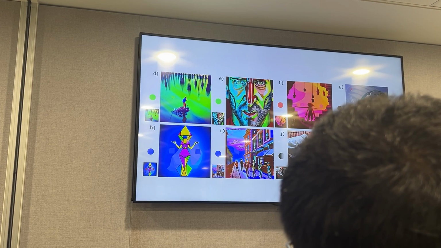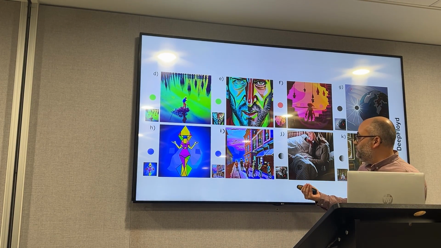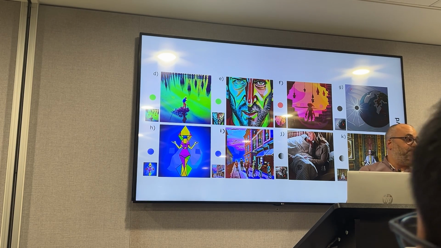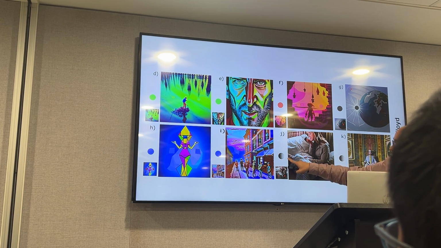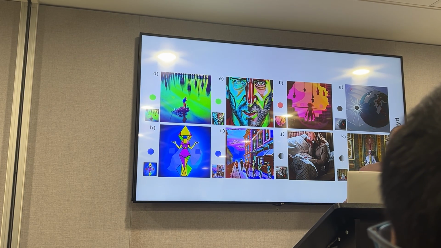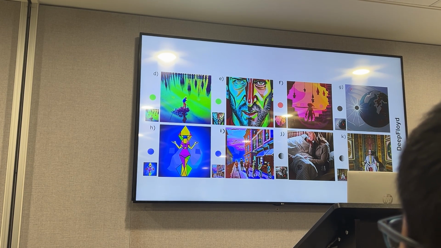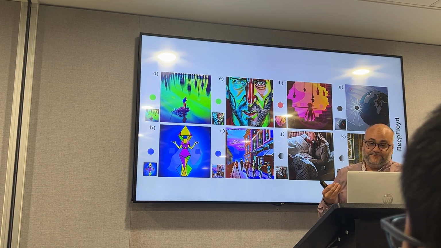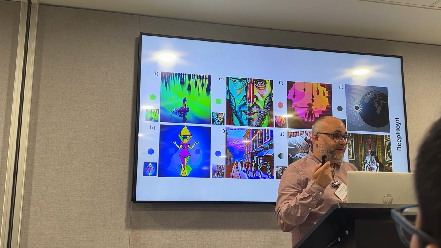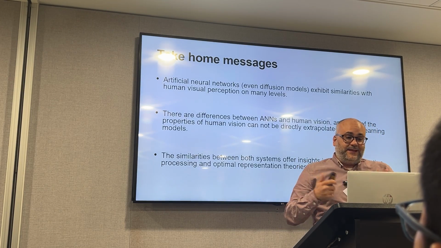So we have plenty of other visual illusions, and interestingly, it's not only about color, we can do the same with textures. Also, we can embed textures with visual illusions in the same way. So just to wrap it up, some take-home messages.